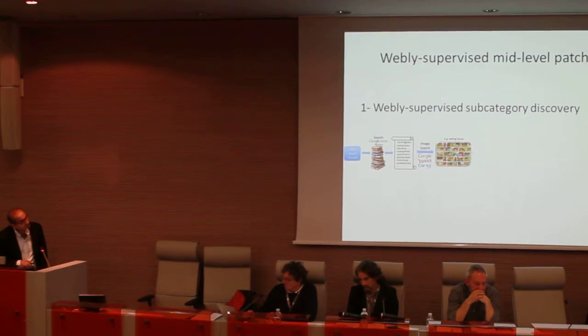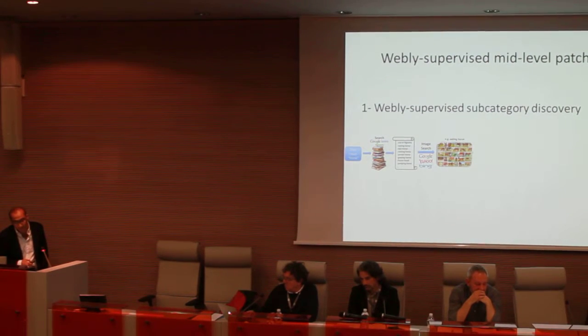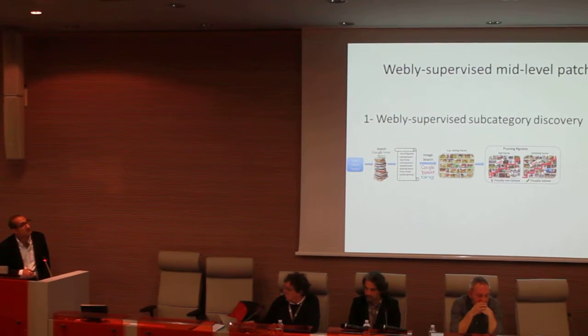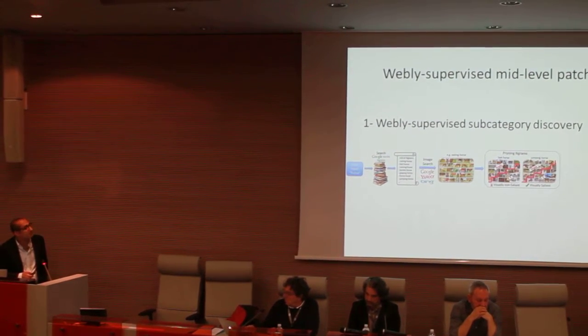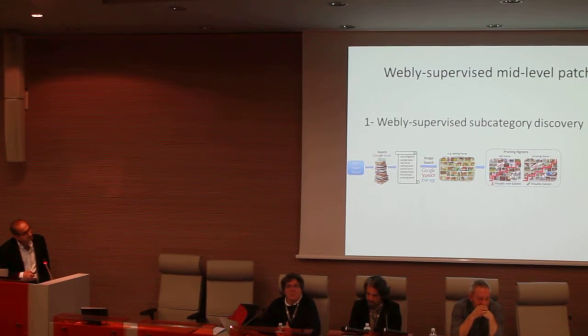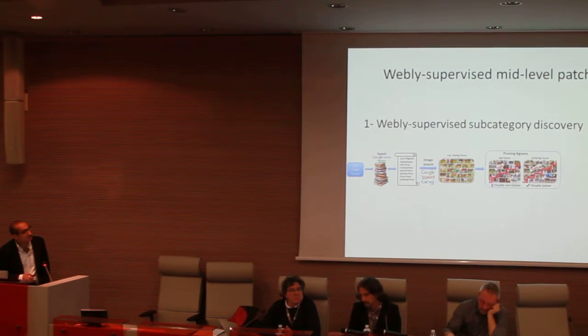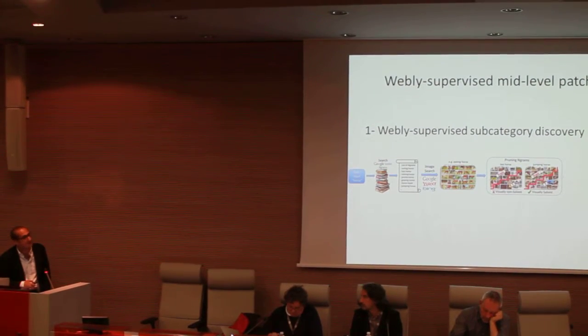For example, these are the retrieved images for the n-gram eating horse. But of course, not all of these n-grams are useful, since some of them are not visual at all. So we remove the ones which are not visual, and just keep the ones which are visual subcategories. We use an image-level classifier for this purpose.